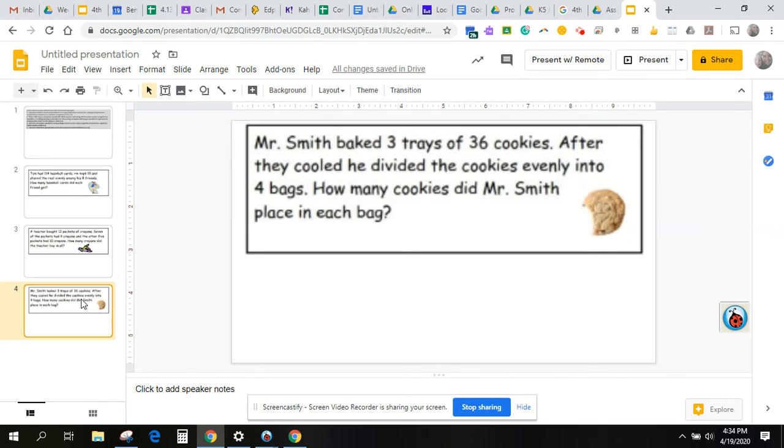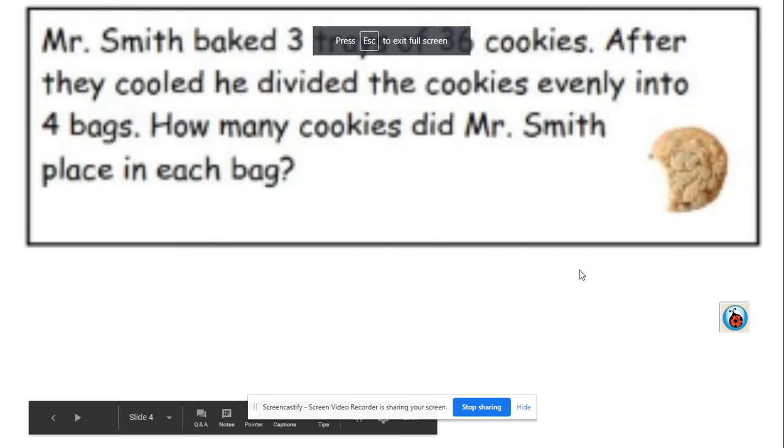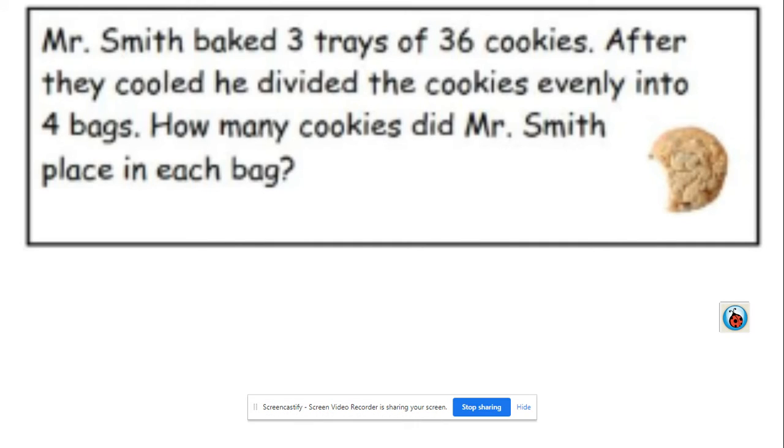Okay, let's go back to our problem. Now this next one is going to be up to you. Looking at this problem, Mr. Smith baked 3 trays of 36 cookies. After they cooled, he divided the cookies evenly into 4 bags. How many cookies did Mr. Smith place in each bag?